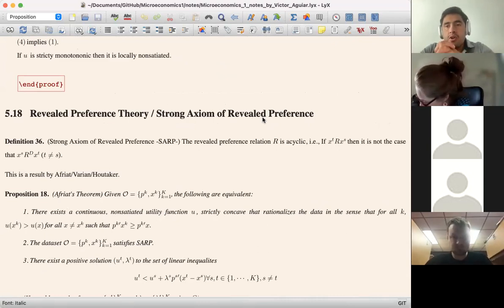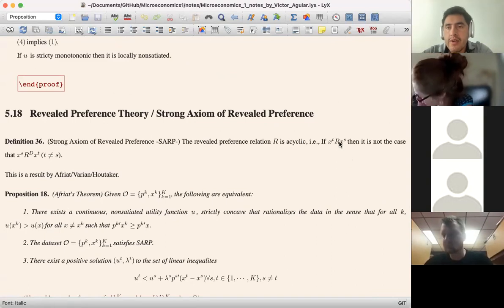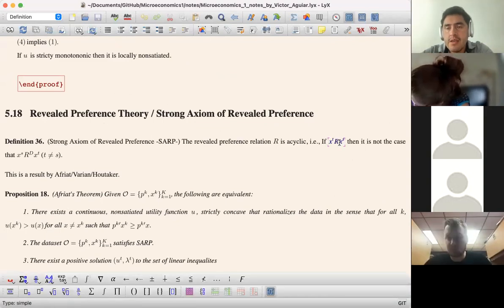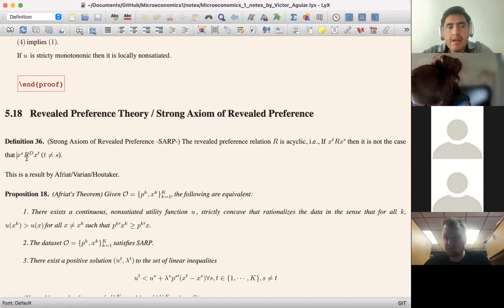Okay. So we're gonna strengthen the GARP, the generalized axiom of revealed preference, with the following condition, which is called the SARP, as I mentioned. The revealed preference relation is acyclic. That means if xd is indirectly revealed preferred to xs, any two observations in a finite data set, then it is not the case that xs is directly revealed preferred to xd. So what is the difference with GARP?